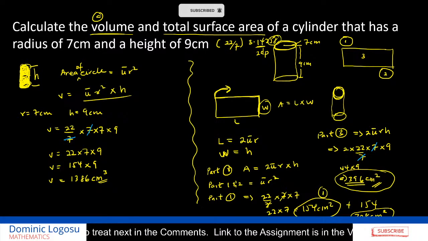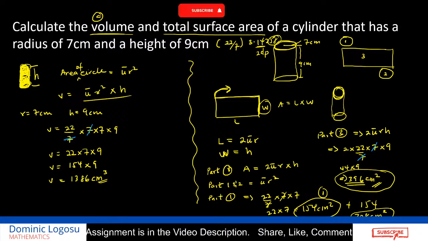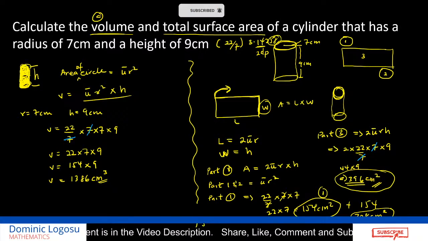Okay, we have two different calculations, and with these calculations, what we are going to do is add them because they are saying total surface area. Okay, total surface area. So adding them, our total surface area.